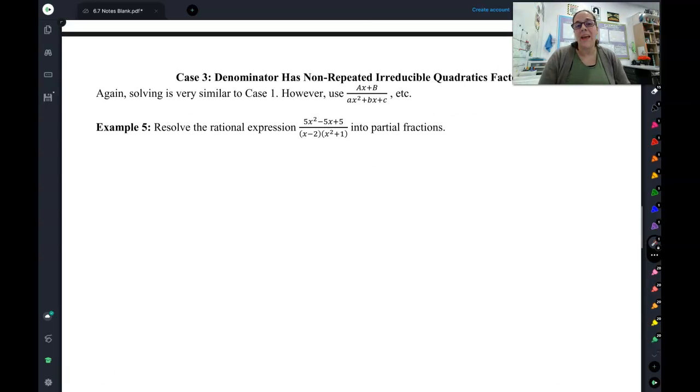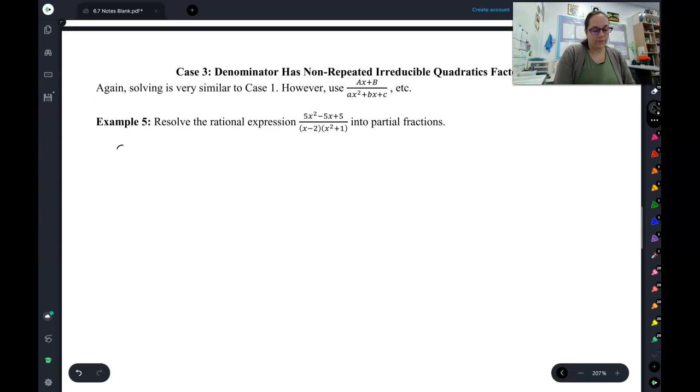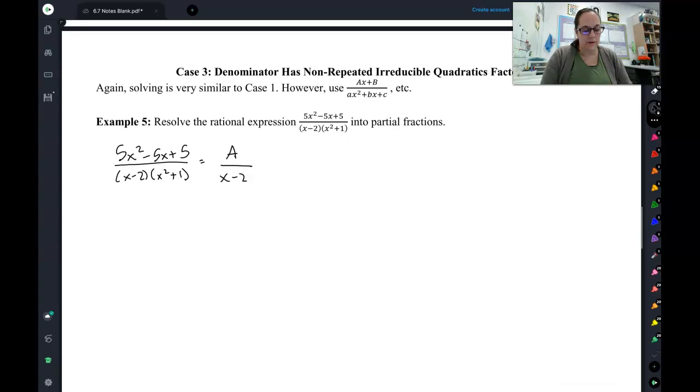Now let's talk about how to handle these irreducible quadratics in our example. So this one, we're going to start with our first factor, the x minus 2 over here. That just gets its own A, just like we've been doing everything so far. Now, here's our irreducible quadratic, x squared plus 1. That does not factor anymore. It only factors as imaginary.